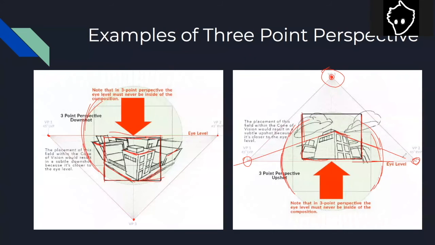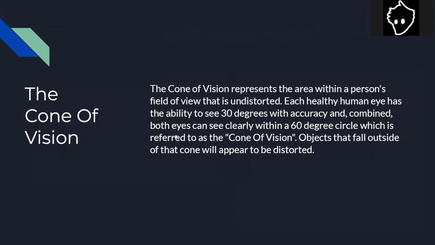So moving on. Now, you're probably asking yourself, what the heck is the cone of vision? What does this have to do with my form of perspective? Well, I'll tell you, my friend. The cone of vision represents the area within a person's field of view that is undistorted. And I must express, each healthy human eye has the ability to see 30 degrees with accuracy. Combined, both eyes can see clearly within 60 degrees of that circle, which is referred to as the cone of vision. Objects that fall outside of that cone will appear to be distorted.